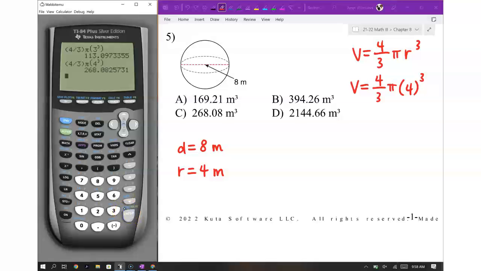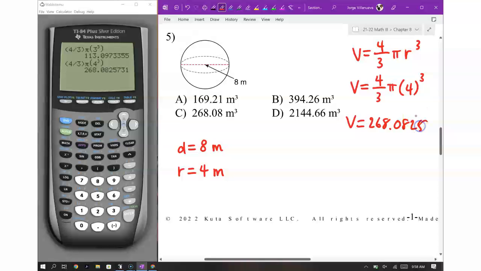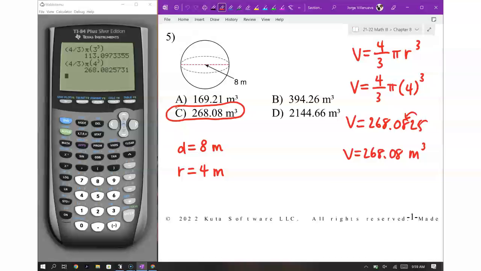That's 268.08, so volume is 268.0825. This does not round it, so it's just 268.08 cubic meters. So it's C. Is that pretty easy? Right, it's pretty easy. Just punch in some numbers. That's all you got to do.